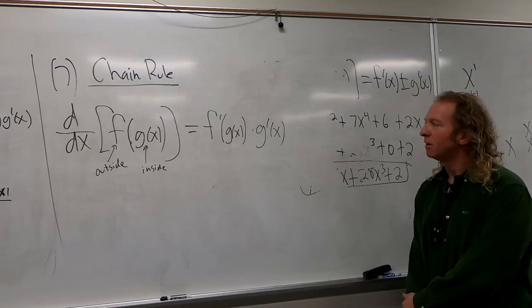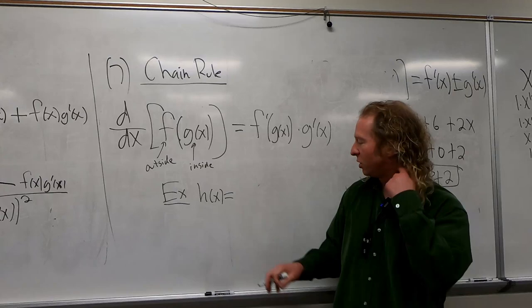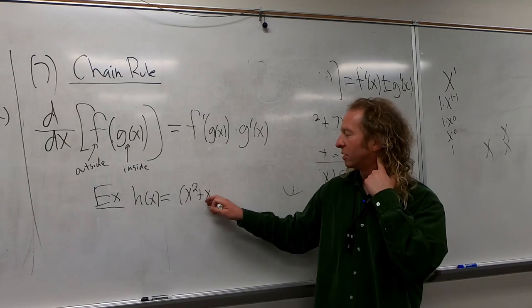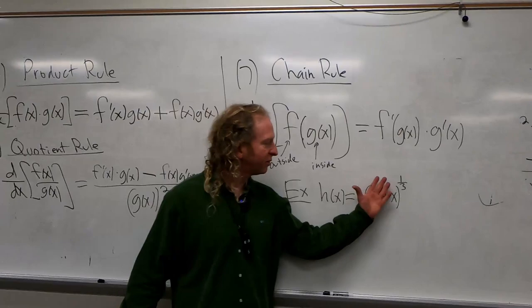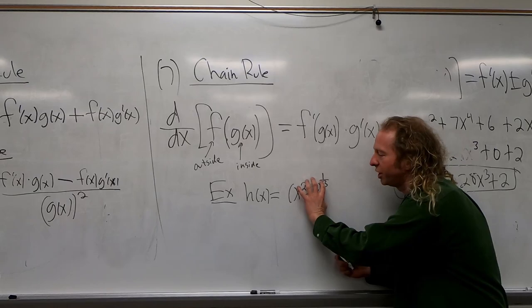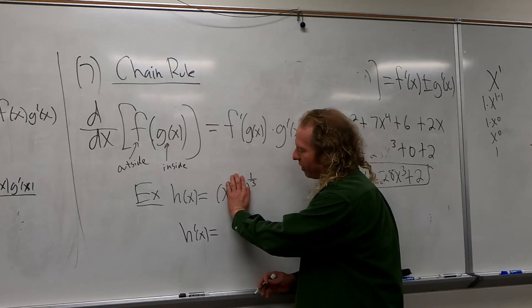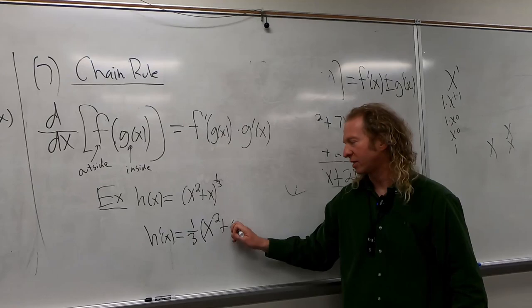Let me give you a decent example of this right away so you see it. Say we have h of x equals x squared plus x, to the 1/3. So you have something to a power. You can think of your outside function as x to the 1/3, and your inside function is x squared plus x. This is your g. When you take the derivative, you look at this as one thing. You take the derivative of the outside, so you put the 1/3 in the front like this, 1/3 times x squared plus x, and then you have to subtract 1.